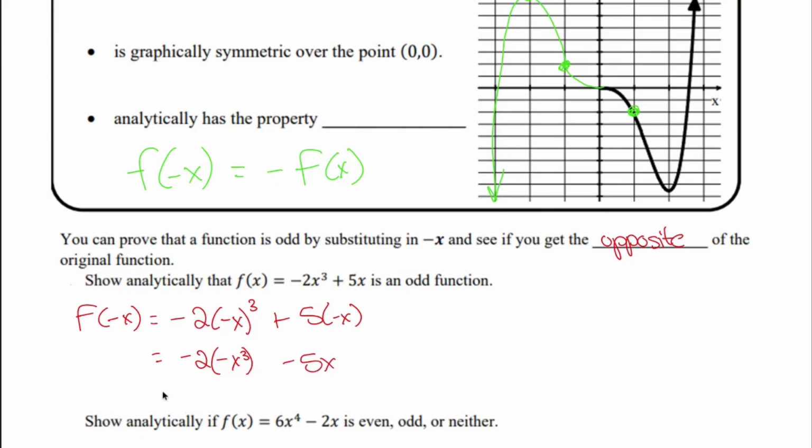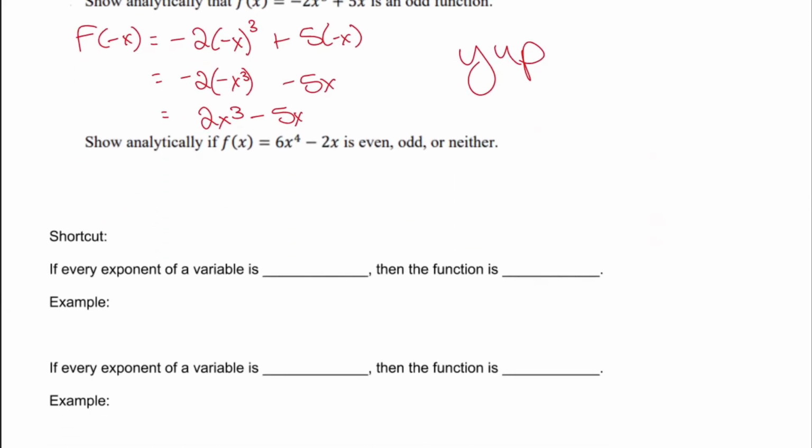So a negative times a negative here is a positive, so we get positive 2x to the third minus 5x. Is positive 2x to the third the opposite of negative 2x to the third? Yup. And is negative 5x the opposite of positive 5x? Yup. And so this is odd. Now, what happens if you plug in negative x and you get neither the same nor the opposite? Well, that's when it's a neither. So I'm going to show you that this is a neither.